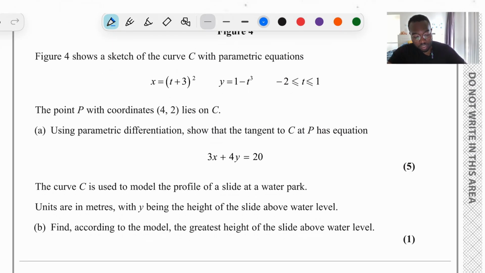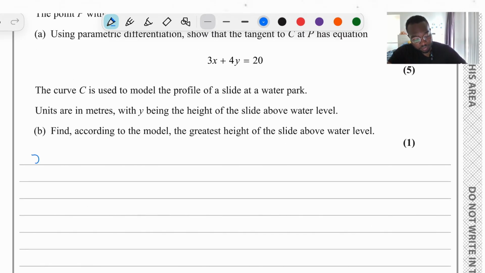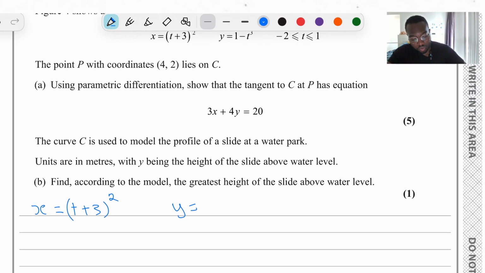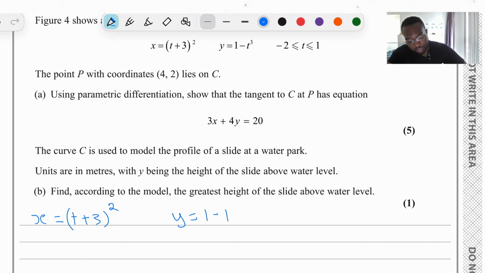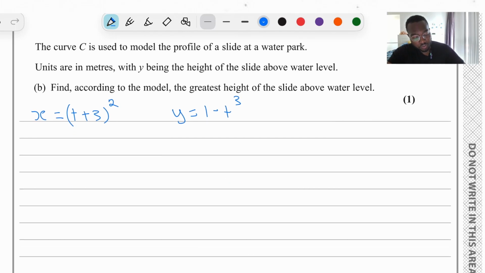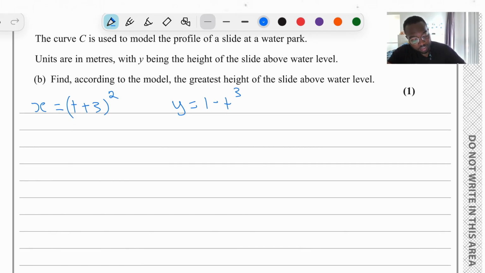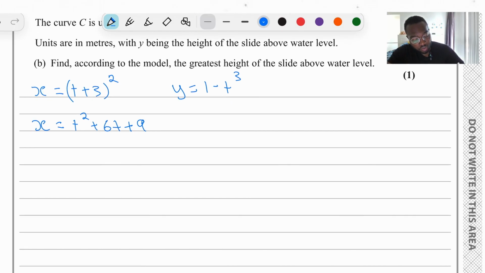We know that x is equal to (t + 3) squared. We know that y is equal to 1 minus t cubed. First things first, let's expand the brackets out for this x value. So we get t squared + 6t + 9. Okay, and y would stay the same. So first things first, let's do dx over dt.